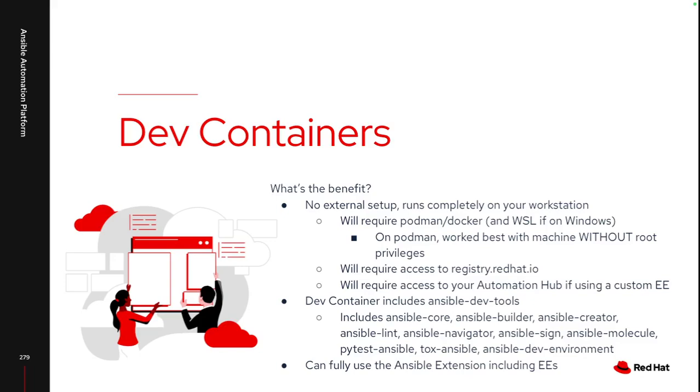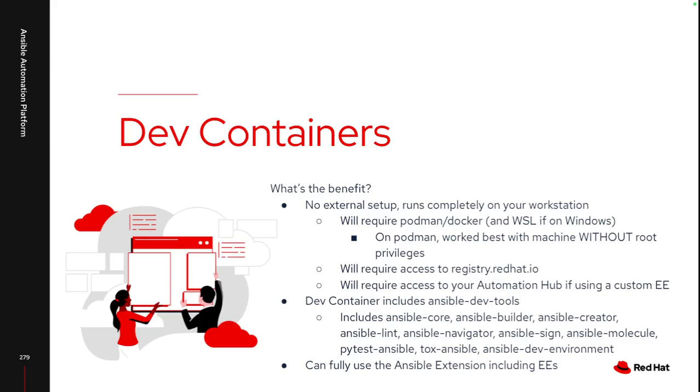The nice part about this is there's no external setup required. I don't need a RHEL host anywhere. I don't need any sort of OpenShift or Kubernetes platform. This can all run directly on my workstation, whether it's macOS, Windows, though I would still need WSL, or any sort of Linux variant. I just need Podman or Docker running on my desktop, and I'm off and running.